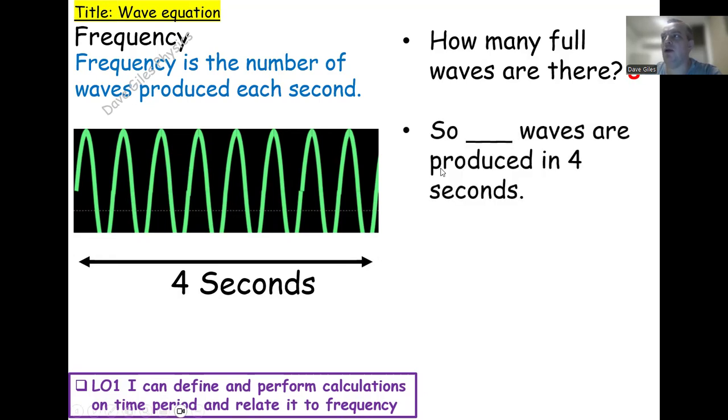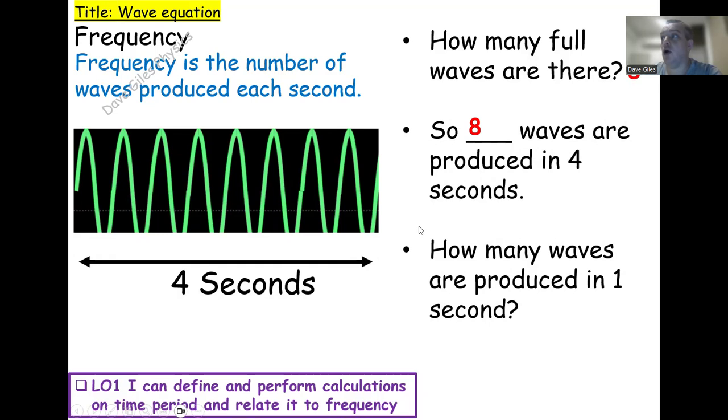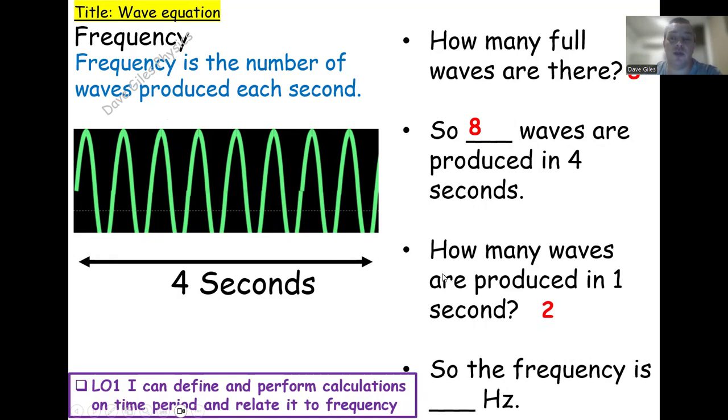So how many waves are produced in 4 seconds? That is 8. So how many waves are produced in 1 second? So 8 waves in 4 seconds. So that would mean that every 1 second we're having 2 waves. And we said frequency is the number of waves produced each second. So that means we've got a frequency now of 2 hertz. So that's just demonstrating what is actually meant by frequency.